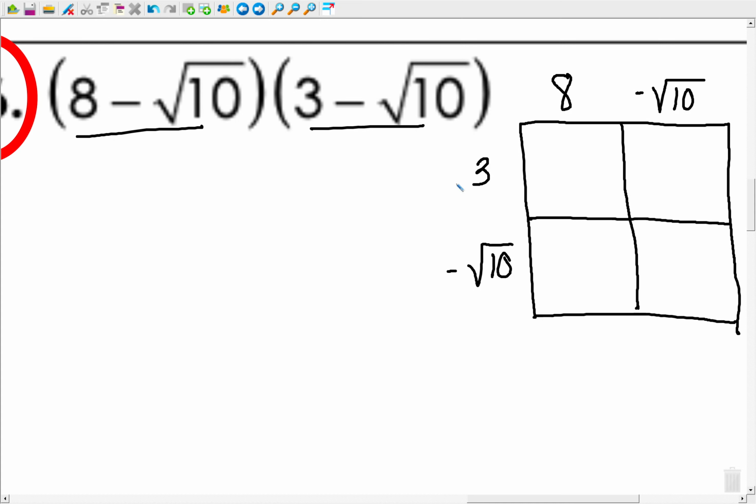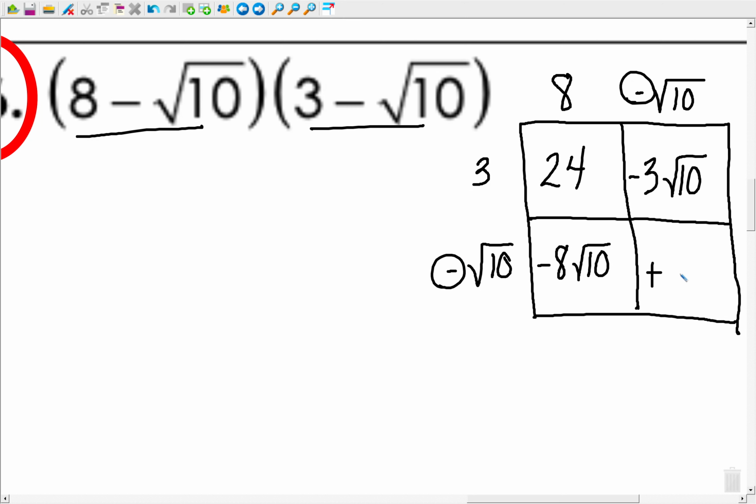3 times 8 gives me 24. 8 times this negative square root of 10 gives me a negative 8 times the square root of 10. This times this here will give me a negative 3 times the square root of 10. And last, pay attention to your signs here. You have a negative times a negative. That's going to give me a positive. And then you have this times this, which is going to give me the square root of 100. We know that the square root of 100 is 10.